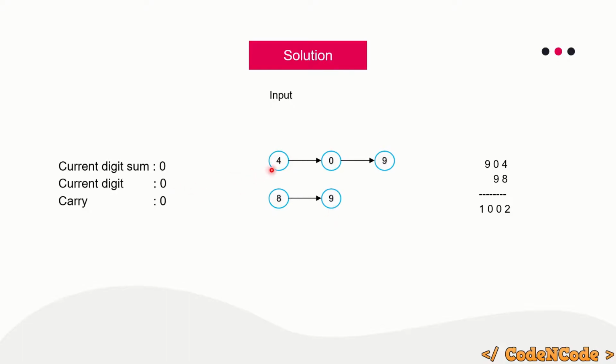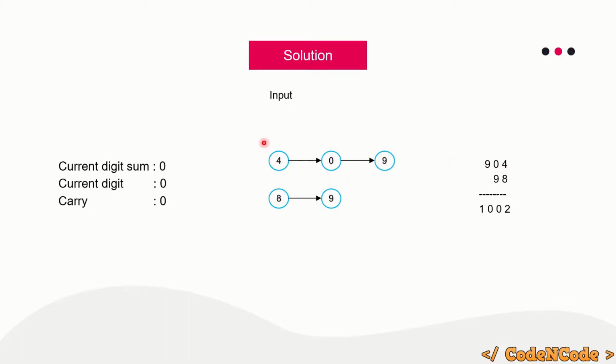If we are working with these two digits, then their sum is going to be 12, and that will be represented by the current digit sum. Of course the current digit won't store 12, it will store only 2, right? So this represents the current digit and this will represent the carry, which will be forwarded to the next digits. So these are three variables.